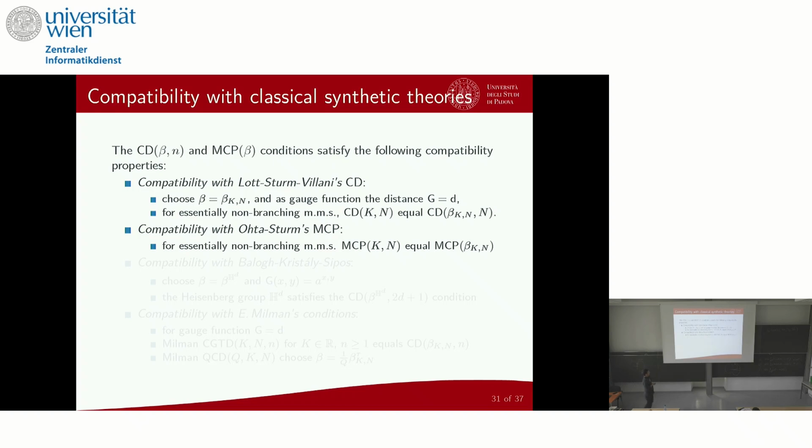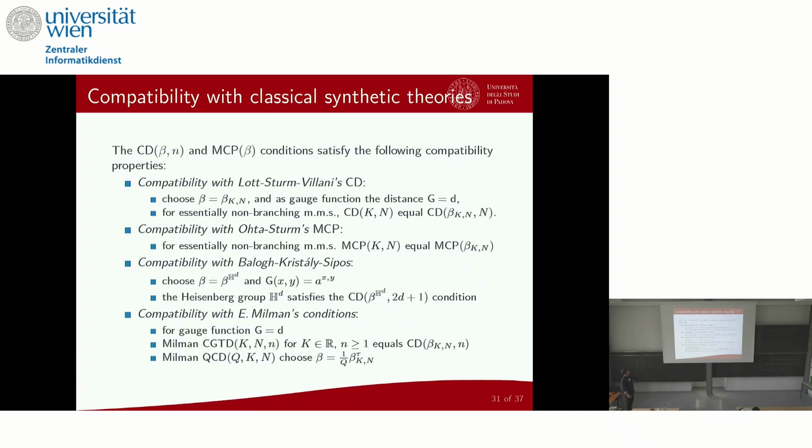Our measure contraction property also recovers the classical measure contraction property when you take the Riemannian coefficient. The CD condition of Balogh, Kristály, Sipos is recovered by putting as beta the beta for the Heisenberg group and small n the topological dimension, and with the gauge, the one I showed you before, and it is also compatible with the Milman conditions.